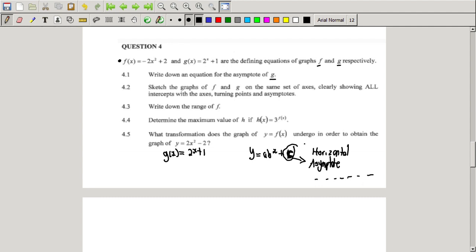So we are required to write down an equation for the asymptote of g. Question 4.1. They just say you must write, you mustn't calculate or anything. Since I said this is the horizontal asymptote, here's our asymptote that we are looking for. So the asymptote is going to be, since it is a horizontal asymptote, y equals 1.